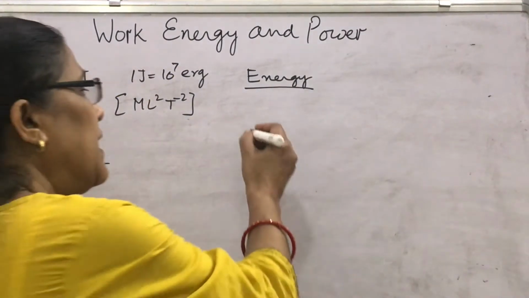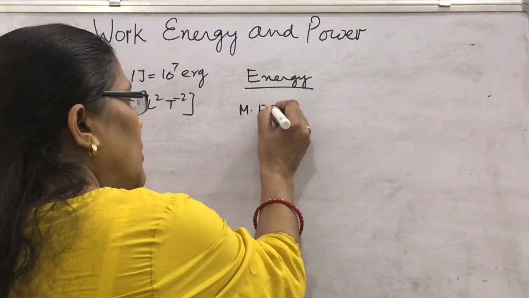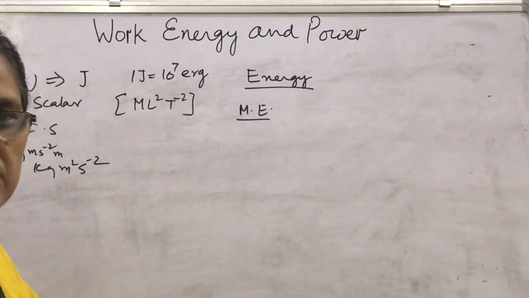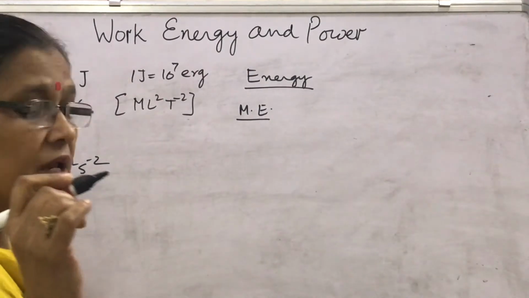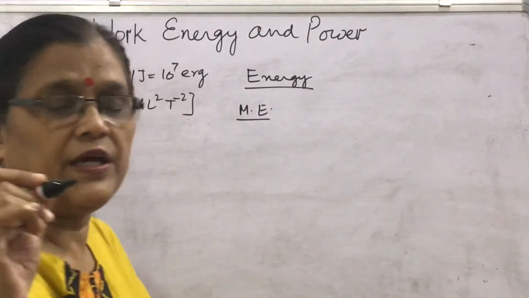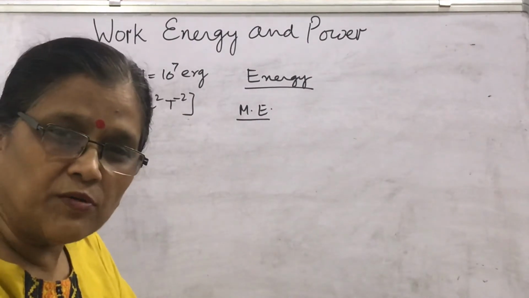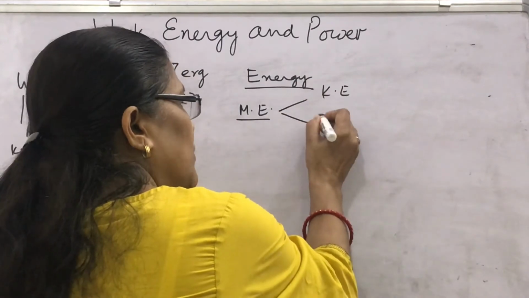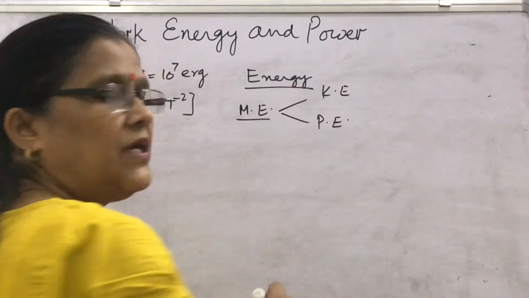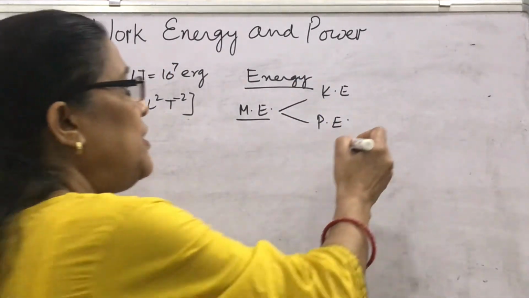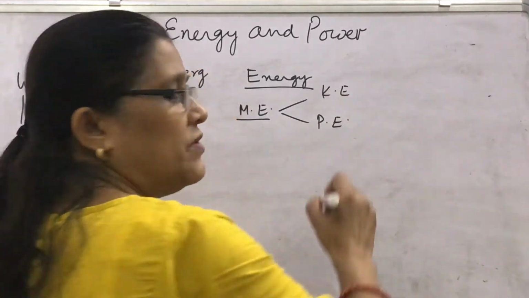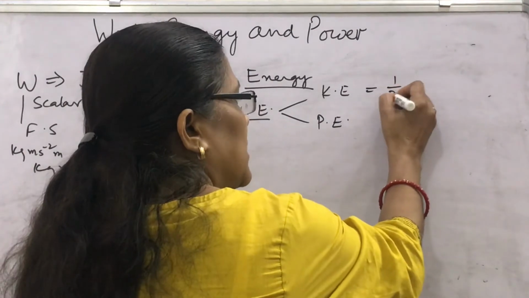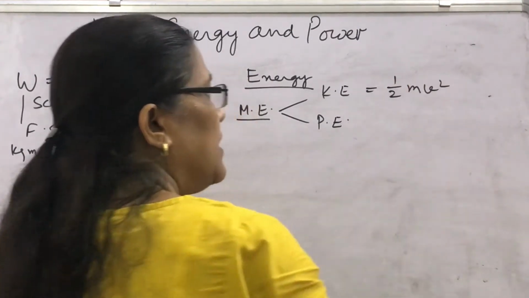What is mechanical energy? Mechanical energy means the energy obtained by any mechanical means. If you say what its forms are, then one form is kinetic energy, the other form is potential energy. What is kinetic energy? The energy possessed by an object by virtue of its motion. Its formula is half mv square.